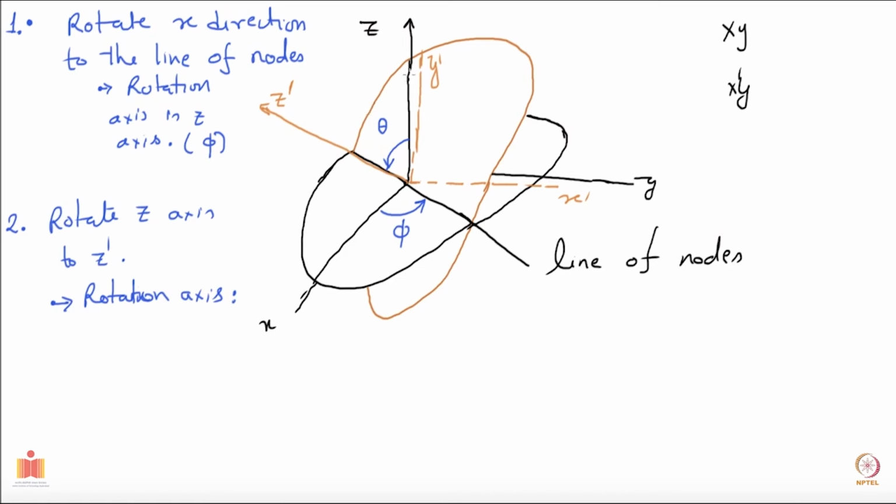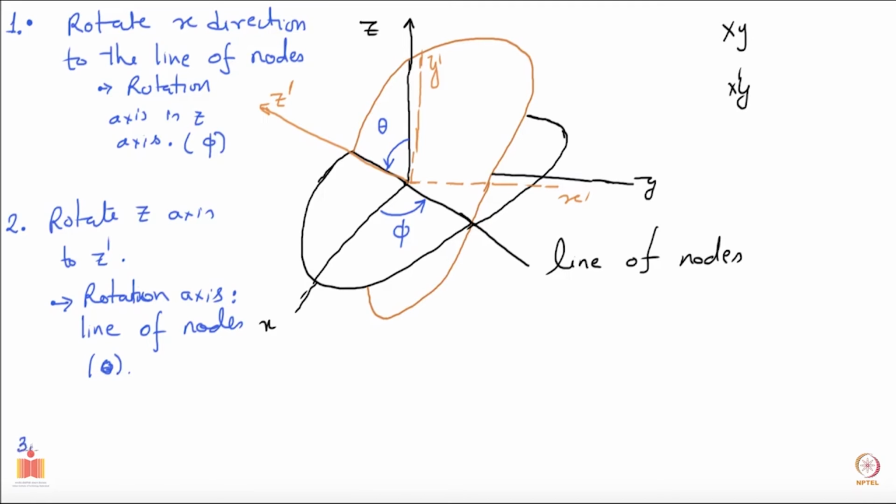Both z and z prime are perpendicular to the line of nodes. Is it clear? Both these directions are perpendicular to the line of nodes, which means the rotation is happening about the line of nodes. You may have to visualize it by taking a pencil or some sticks. It's slightly difficult to show in planar diagrams, but I hope it is clear that the rotation axis is the line of nodes, and we have rotated by amount theta.